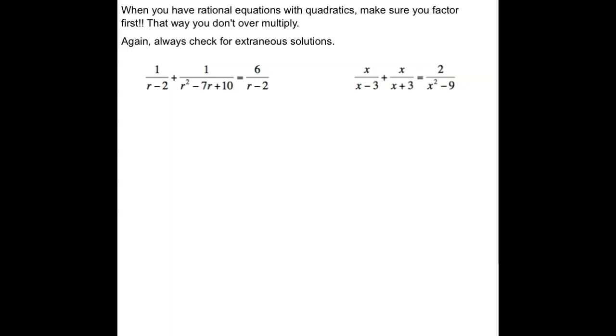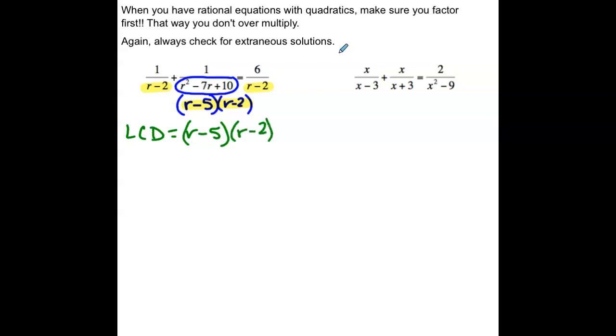So looking at this, right here we have a quadratic. If we factor that, we can think of it as r minus 5 times r minus 2. Okay? So in that form, if we look at all of our denominators, one of them is r minus 2. We have another one actually that's the same thing. And then we have another fraction that has both of these. So our LCD for this one is going to need to have an r minus 5 and an r minus 2. Okay? So we are going to multiply this whole equation by those two pieces.